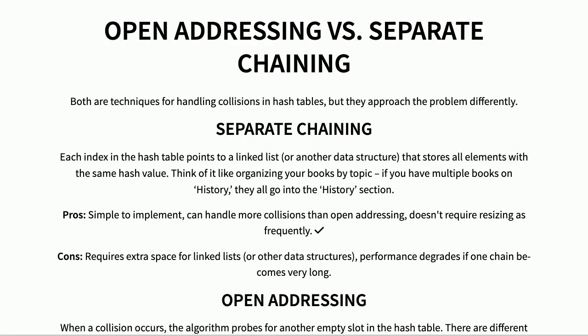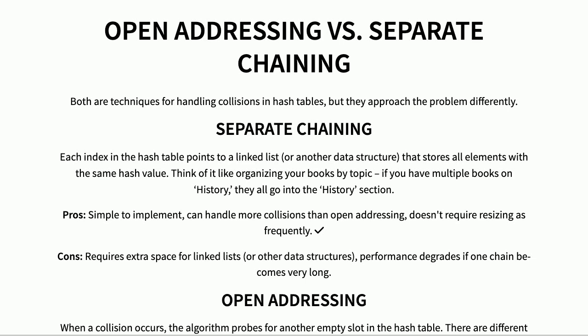Okay, let's talk about how hash tables handle those pesky collisions. There are two main ways to do it: separate chaining and open addressing. Separate chaining is like having a little mailbox for each key. When you try to put something in a slot that's already taken, you just add it to the list associated with that slot. It's pretty straightforward, but it uses extra space for those lists.